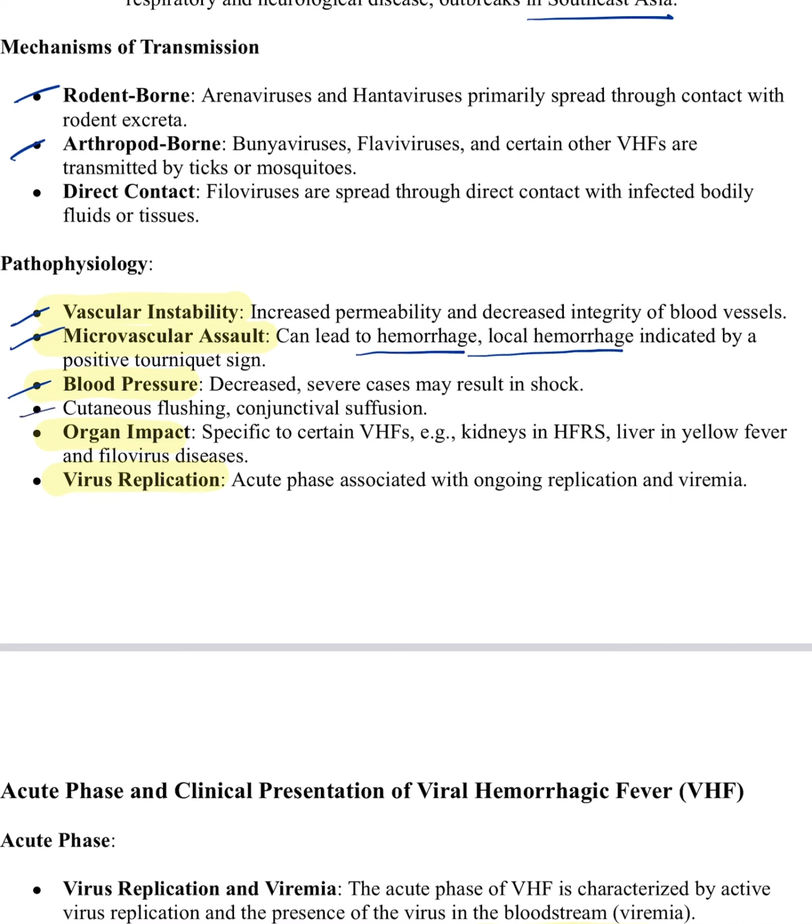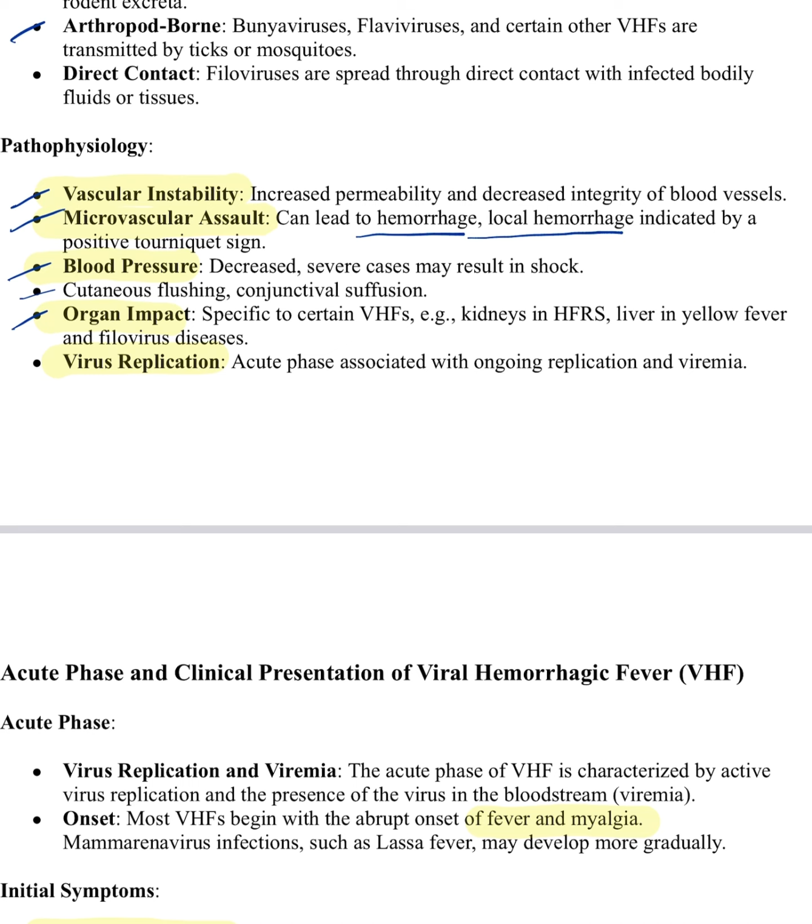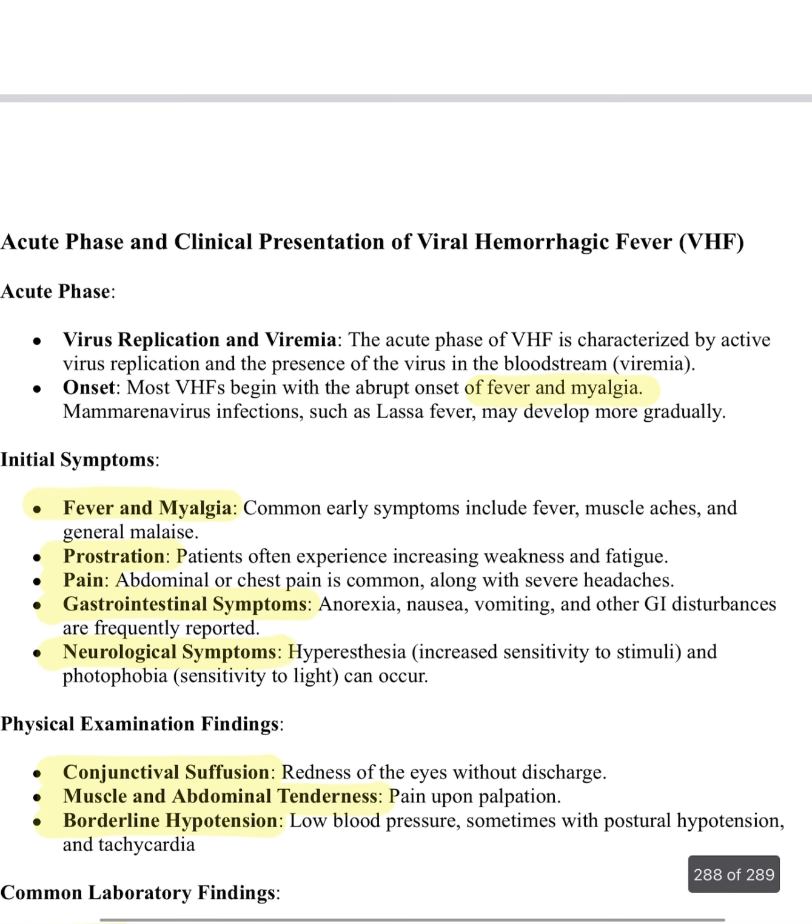Cutaneous flushing can be there. Conjunctival suffusion, that is redness of the conjunctiva, and organ impact. For example, kidneys are affected, and liver in yellow fever and Filoviridae diseases, etc. Virus replication happens in the acute phase. Prodromal symptoms can be there, like fever or myalgia, with sudden or abrupt onset, or even insidious onset, which happens in Lassa virus.